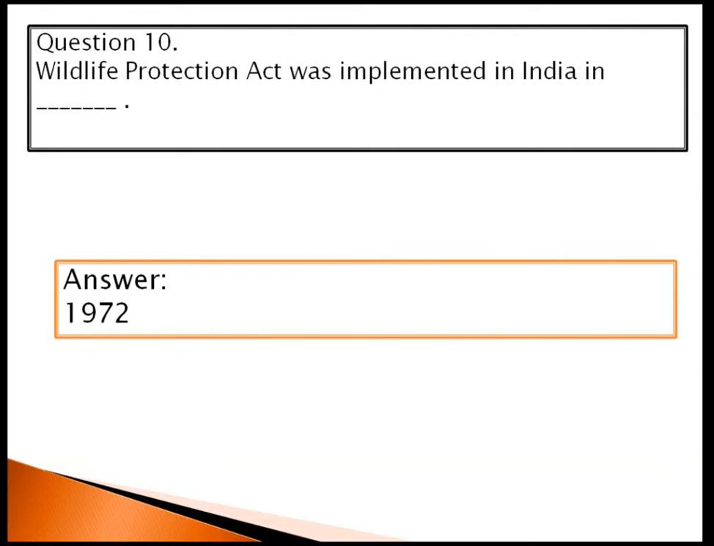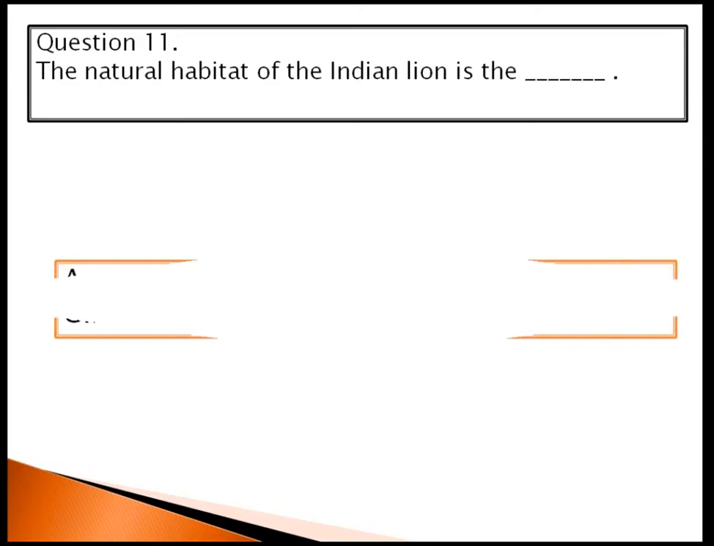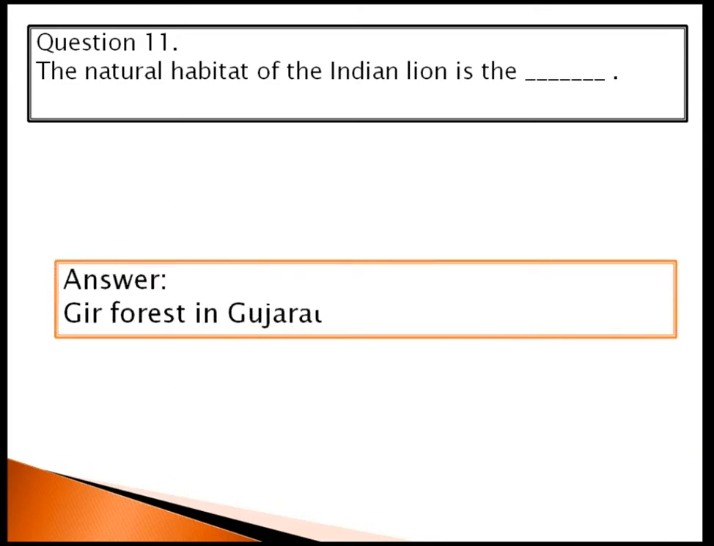Moving toward the next question. Question number 11. Please check out the question. The natural habitat of the Indian lion is the dash. Let's check the answer. That's the Gir forest in Gujarat. They are the only last habitat of the Asiatic lion present in India.